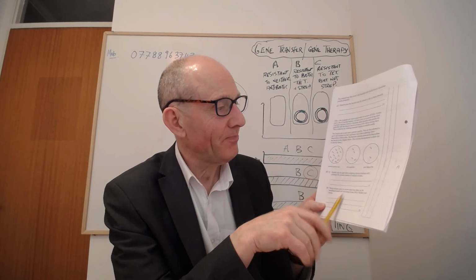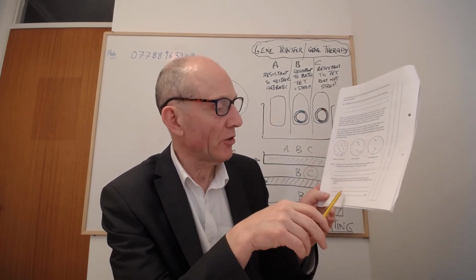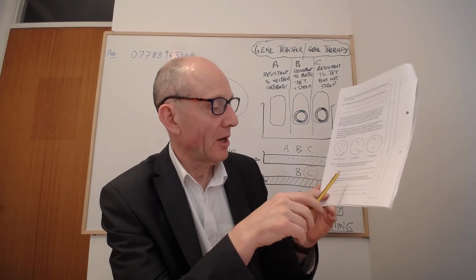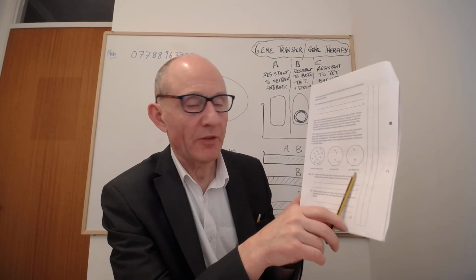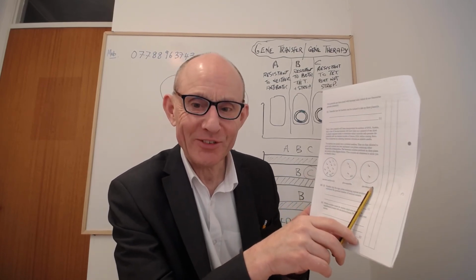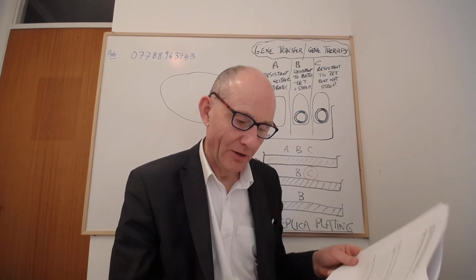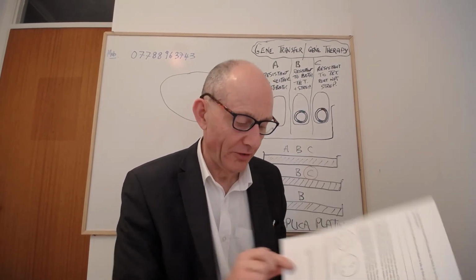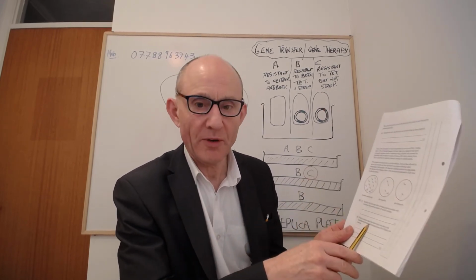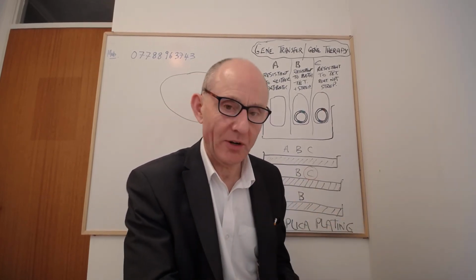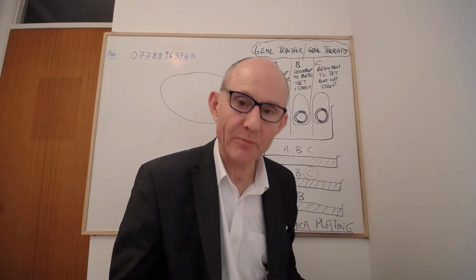And the answer is colonies 4 and 11, because 4 and 11 must contain an ampicillin resistance gene, but they don't contain the tetracycline resistance gene. Why do they not contain the tetracycline resistance gene? Because that's where the human gene has been inserted. So these are the modified bacteria. The modified bacteria will contain the modified plasmid, so they'll be resistant to ampicillin but not tetracycline.